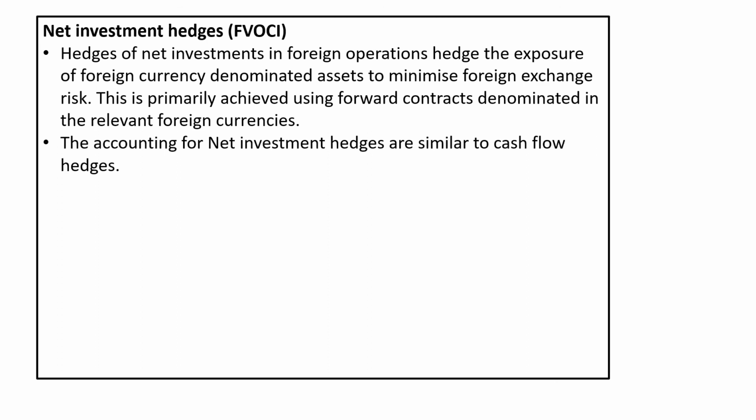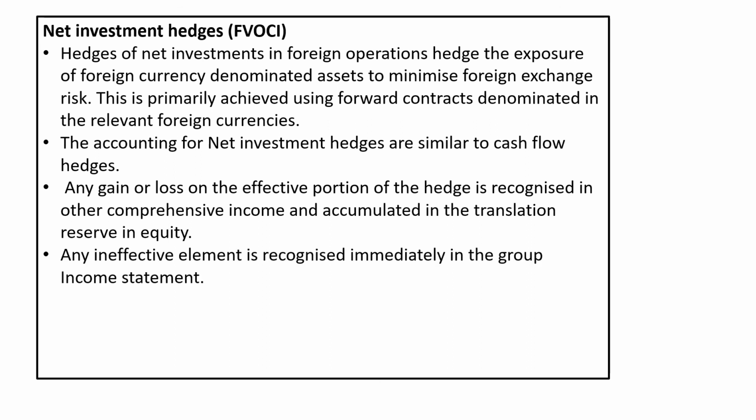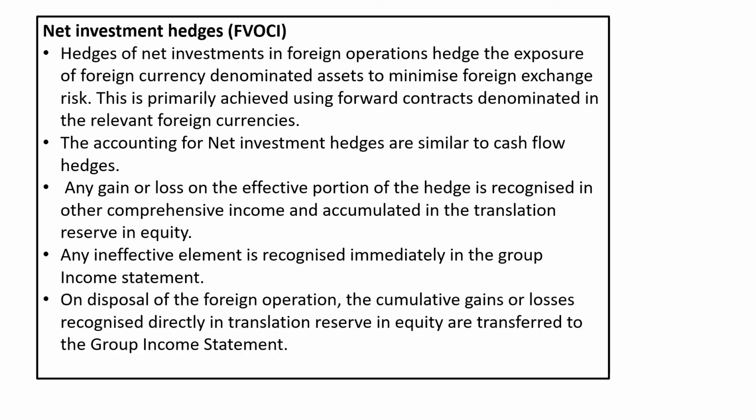The accounting for net investment hedges is similar to cash flow hedges. Any gain or loss on the effective portion of the hedge is recognized in other comprehensive income and accumulated in the translation reserve in equity. Any ineffective element is recognized immediately in the group income statement. On disposal of the foreign operations, the cumulative gains or losses recognized directly in the translation reserve in equity are transferred to the group income statement.